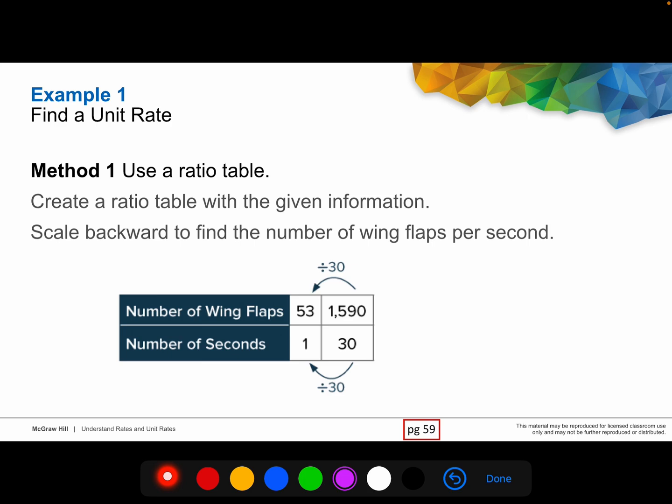So to find out the rate per second, we know that we have to divide by 30. So that means we're dividing the other quantity also by 30. 1590 divided by 30 is the same as 159 divided by 3, which gives me 3 goes 5 times in 15, and then 3 goes 3 times in 9, so that's 53.